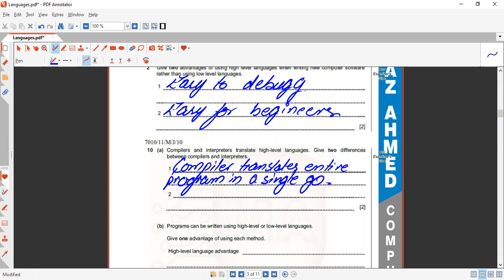And what about the interpreter? Oh, sorry. The other one, compiler creates an object file or object code, whereas interpreter doesn't.